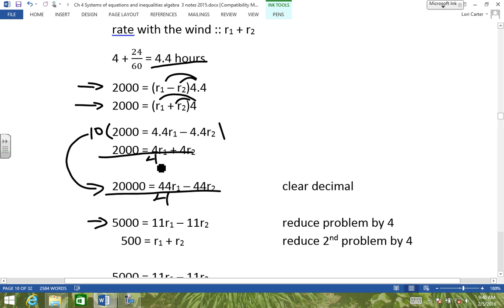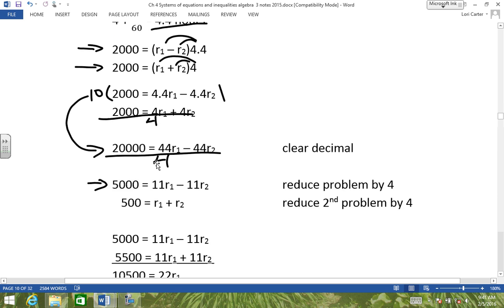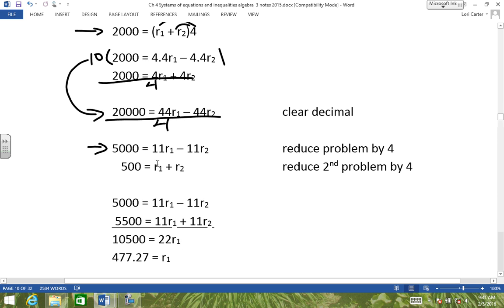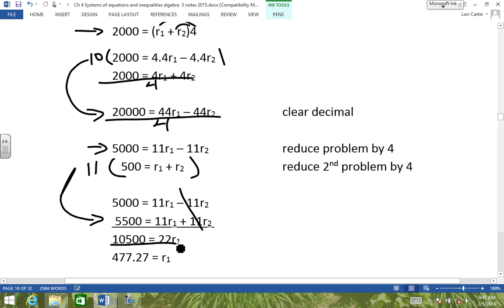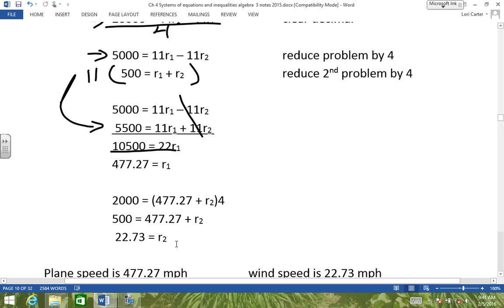Good so far? Now I got ones. Ones are nice to work with. So you multiply through by 11. Write that down. Subtract. Divide. And your rate of plane is 477 miles per hour. Easy enough? Questions, guys. This is distance equals rate times time.